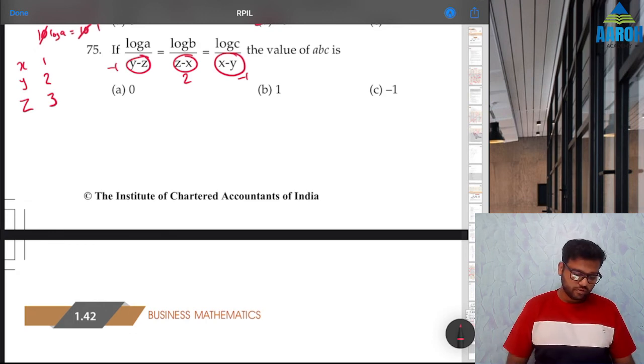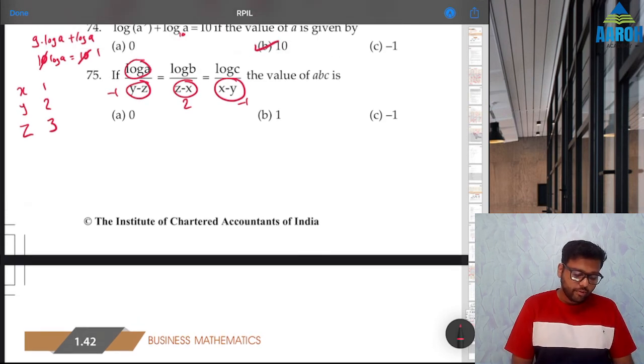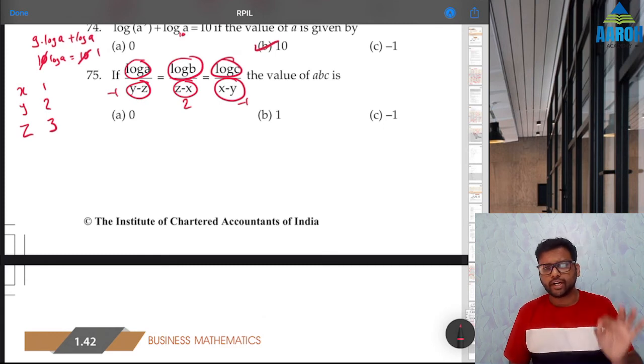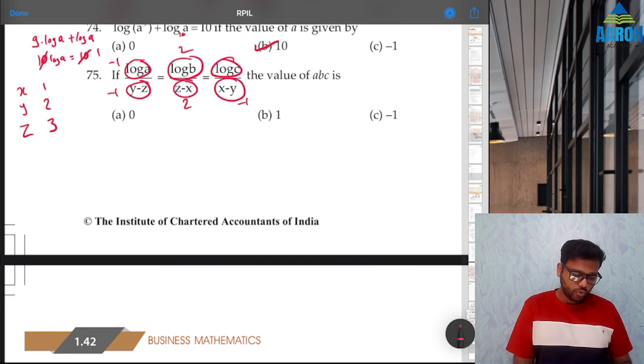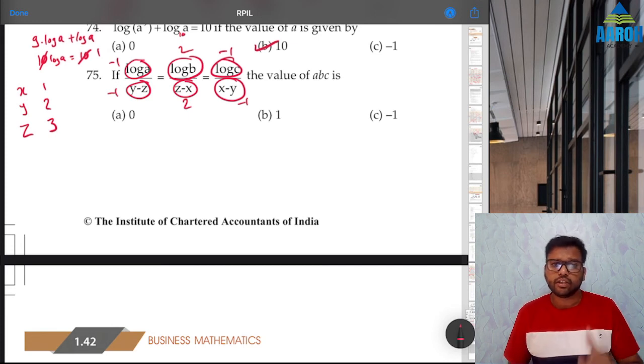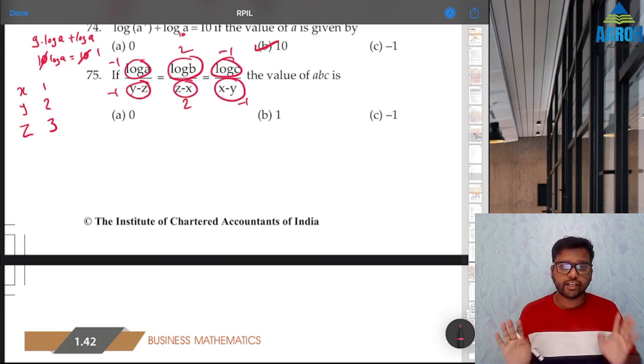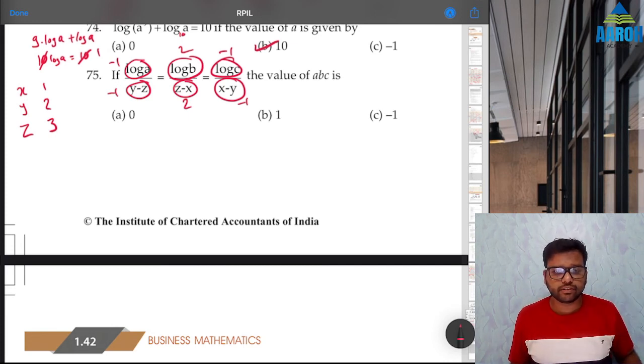Now concentrate carefully on what we have to do. We have to keep numerator same as denominator. Why? Because then we'll have minus 1 by minus 1, which is 1, is equal to 2 by 2, which is also 1, is equal to minus 1 by minus 1, which is also 1. So all three will be matching, right? That is our condition. This should be equal to this, should be equal to this.